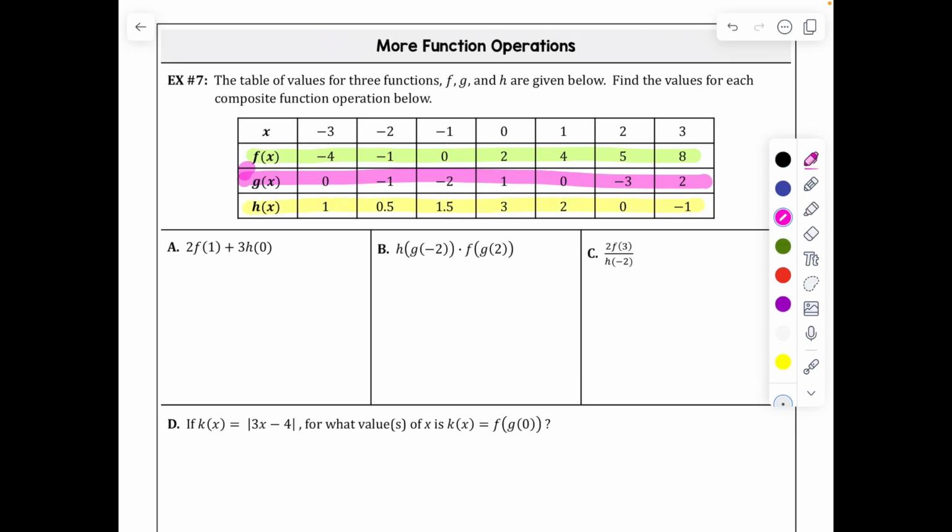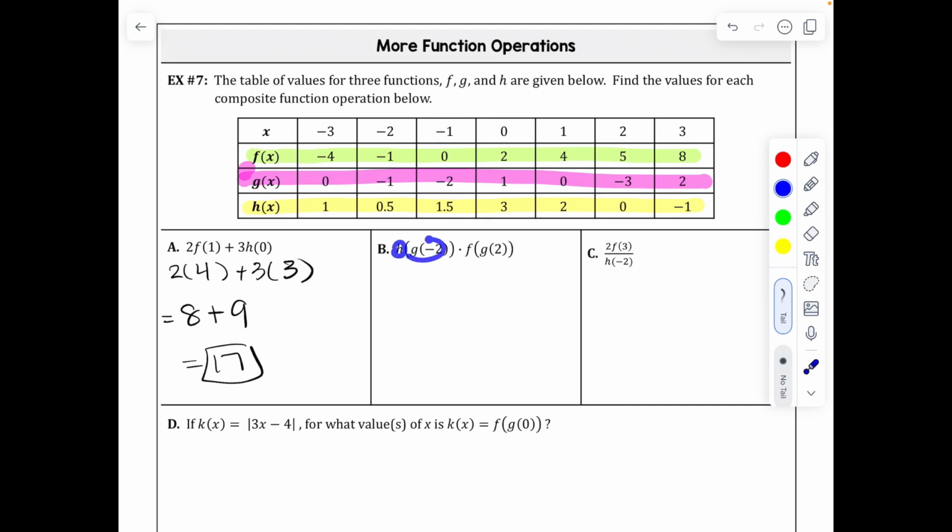Okay, so I'm going to look here, and I've got 2 times f of 1 plus 3 times h of 0. So 2 times, let's find f of 1. Here f of 1 is 4, plus 3 times h of 0, and h of 0 is 3. Now we're just going to evaluate. That's 8 plus 9, which is 17.